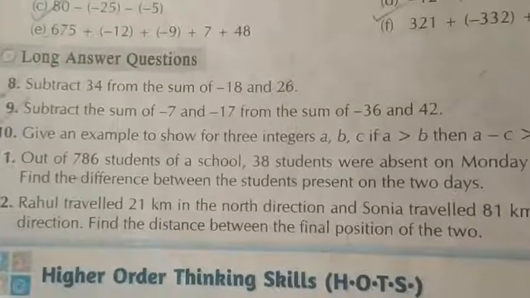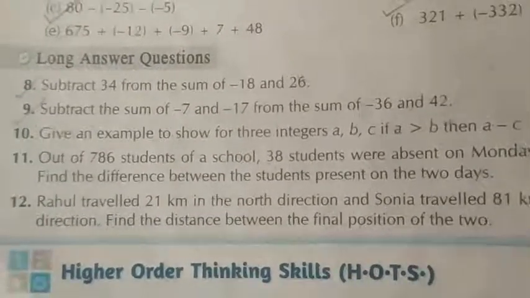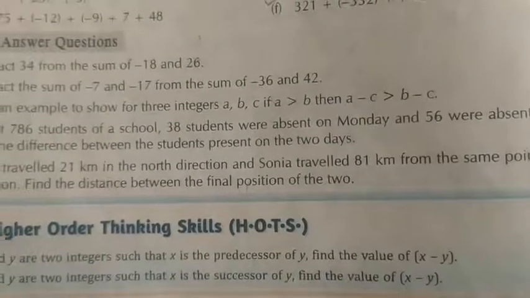Question 10. Give an example to show for three integers A, B, C, if A is greater than B, then A minus C is greater than B minus C. For this you will suppose A, B, C any three integers and then solve it.